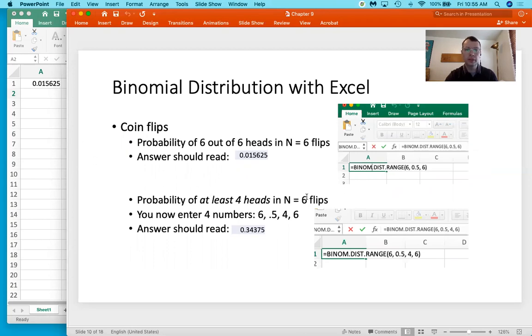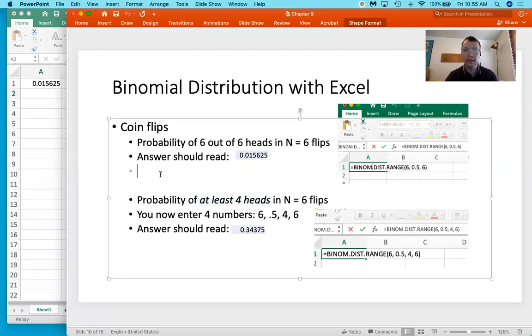Often, though, we're going to be interested in something like this. What's the probability of at least 4 heads in 6 flips? So that's the probability of 4 out of 6, or 5 out of 6, or 6 out of 6. That's an or. So before, what we would have had to do is look up each of the probabilities. Now we don't have to do that. Simply, all we need to do is, the syntax is over here, so we'll type it in.